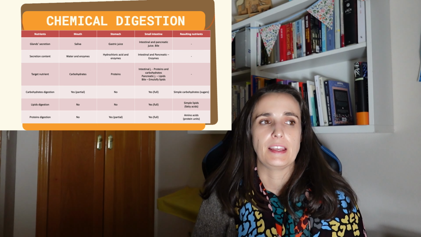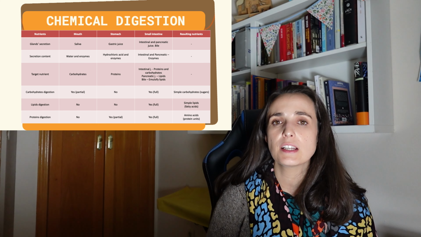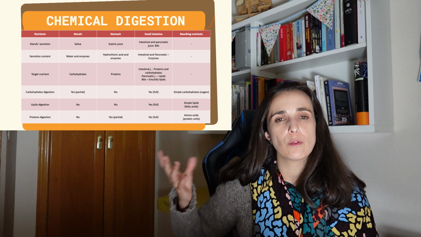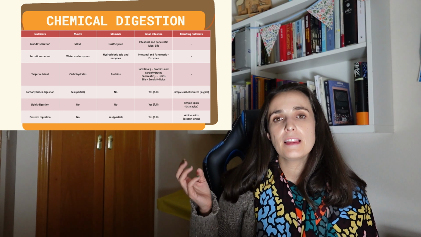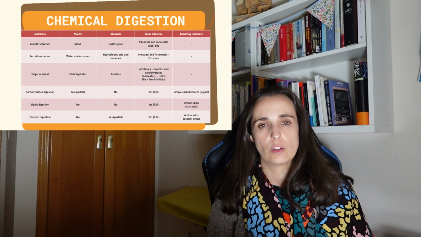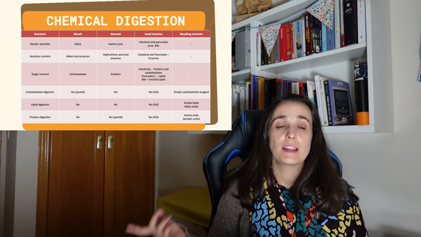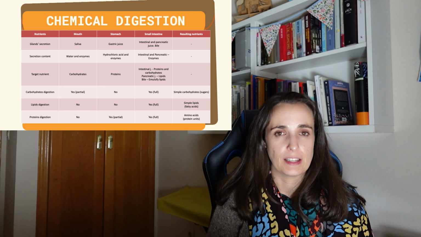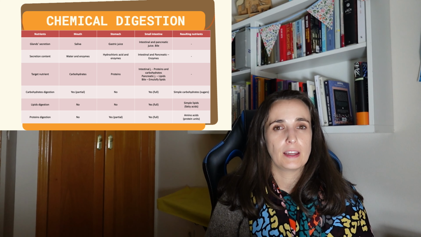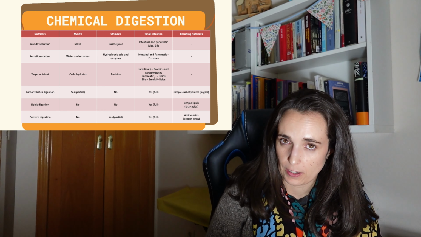Let's go now with the digestion. Which substances are secreted in each location? So the salivary glands in the mouth will secrete saliva. In the stomach, the secretion is called gastric juice, from the gastric glands. And in the small intestine, we will have the intestinal juice produced by the intestinal glands, and the bile from the liver and the gallbladder, and the pancreatic juice from the pancreas.